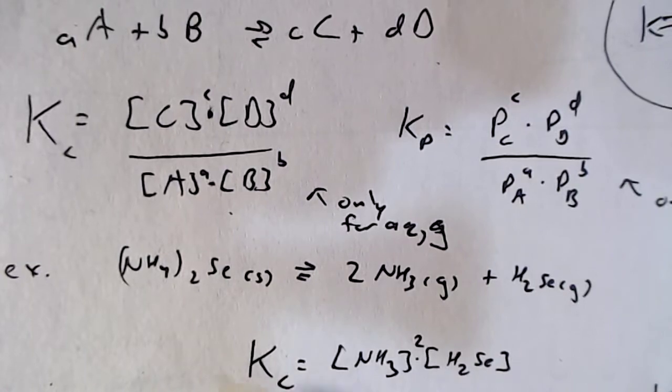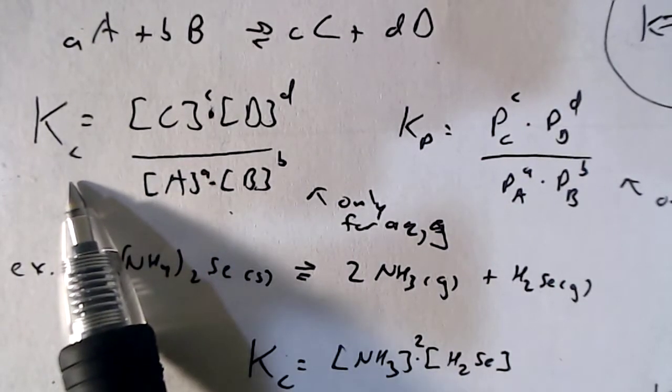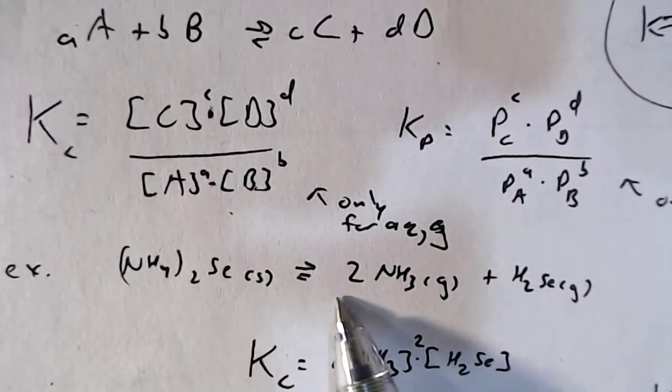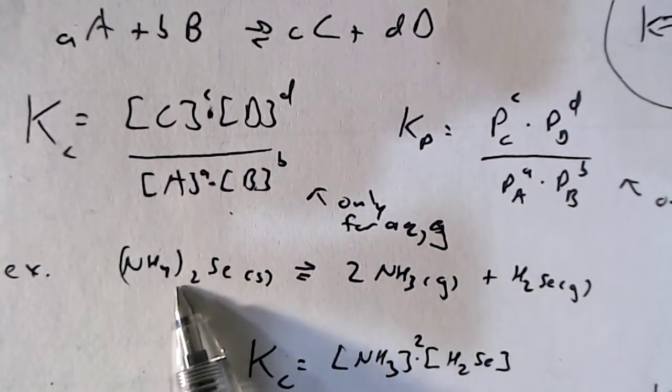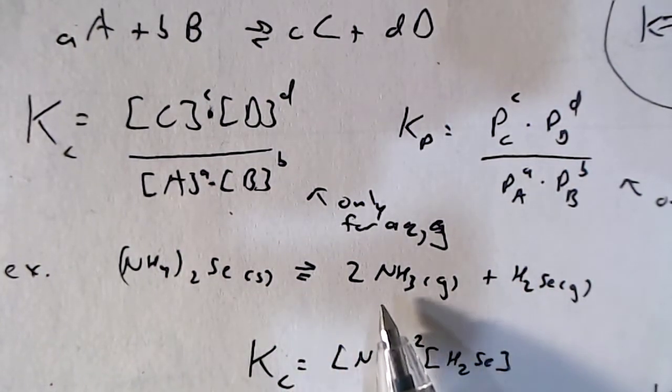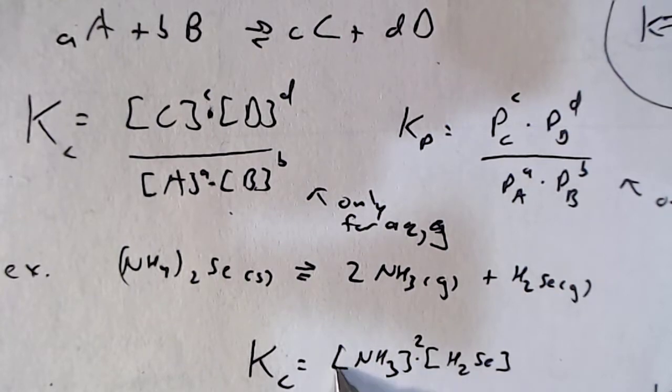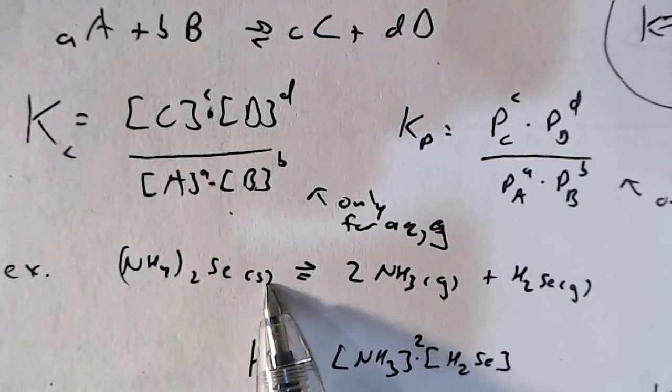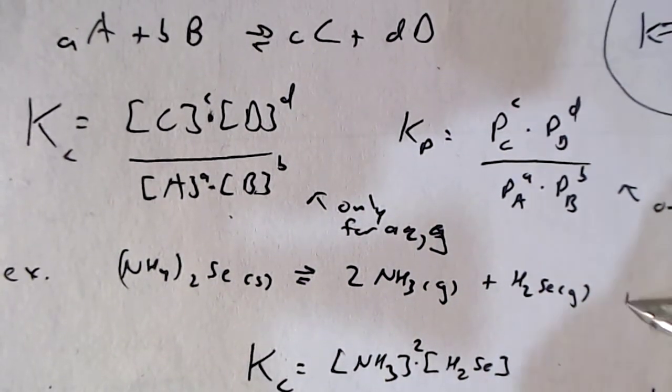So let's write the Kc expression, the equilibrium expression for this reaction. All right, so Kc is going to be equal to the concentration of the product, in brackets, to the coefficient in front of that product, and then times the concentration of the other product. That has a coefficient of 1, so this is just to the first power. And then we would normally divide by the concentration of the reactants, but this is solid. No solids.